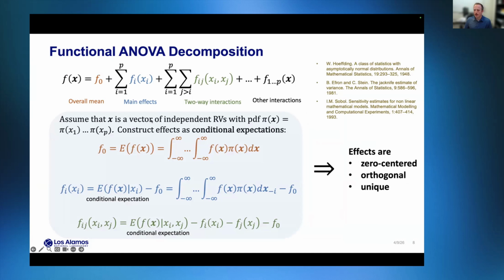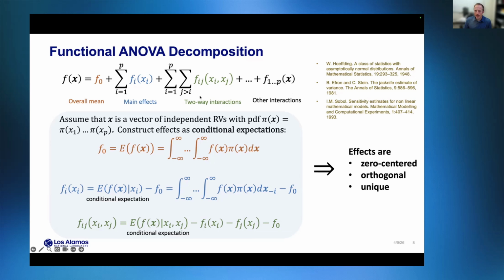At the basis of the Sobol decomposition is the functional ANOVA decomposition, which has been used in statistics for a long time. The idea is that our function f of x, which is PTW for us, we decompose into an overall mean plus main effects. These are effects of one variable at a time, and they could be nonlinear. Then two-way interactions, so functions of two variables at a time, and so on: three variables at a time, four variables, all the way up to the 10-way interaction.